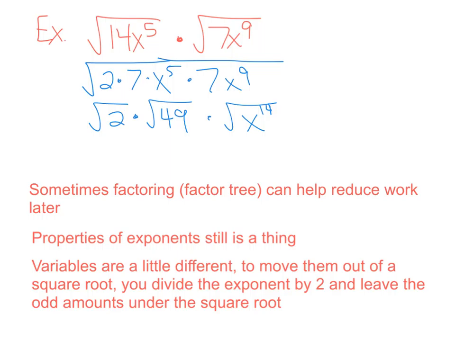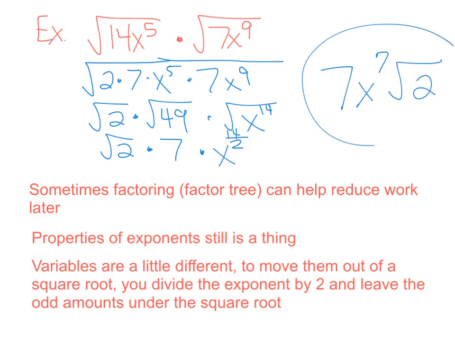The square root of 2 is not going anywhere, so the square root of 2 is going to stay. The square root of 49 becomes a 7, and the square root of x to the 14th is the same thing as x to the 14 over 2. So this final answer would be 7x to the 7th square root of 2. That one's a little bit trickier because of that variable in there, but that's the only difference. And again, if you're taking the square root of a variable, you're going to take what that exponent is and divide it by 2.